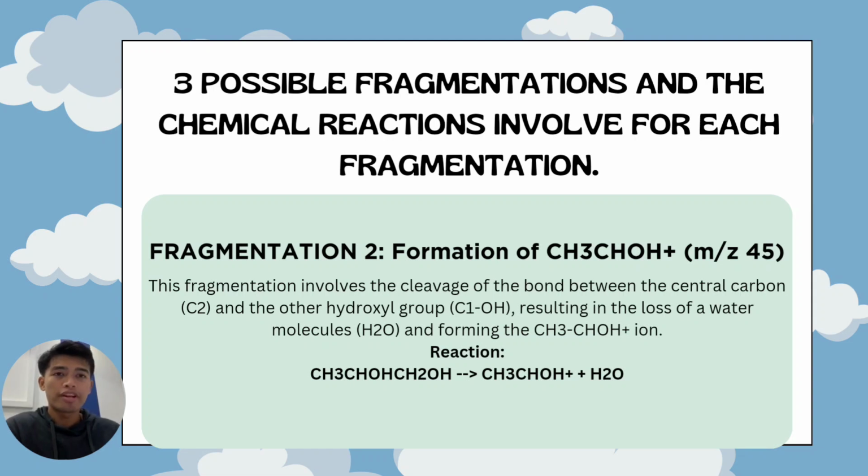And then fragmentation 2, which is the formation of CH3CHOH+ with a mass-to-charge ratio of 45. This fragmentation involves the cleavage of the bond between the central carbon, C2, and the other hydroxyl group, C1 with OH, resulting in the loss of a water molecule, H2O, forming the CH3CHOH+ ion. The reaction is CH3CHOHCH2OH, which produces CH3CHOH+ and H2O.